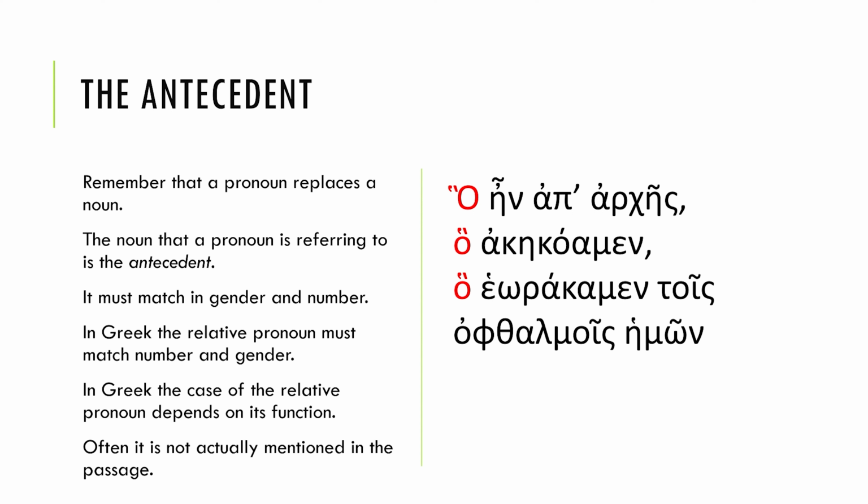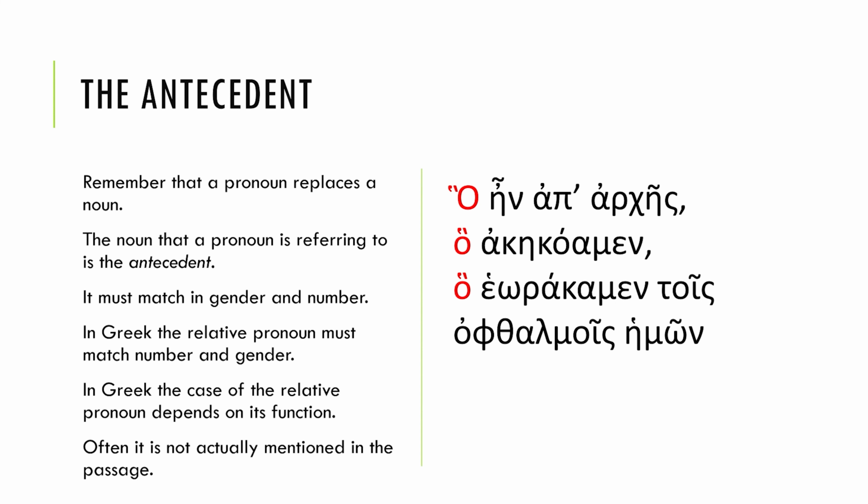And then often the antecedent is not actually spelled out in the passage. So just be aware of those things, that you'll just have a relative pronoun and you're hunting for an antecedent. It might not be in that sentence. It may not be in that paragraph, and it may not be there at all. So just be aware of those things. Sometimes you have to just know from context what the relative pronoun is actually talking about.